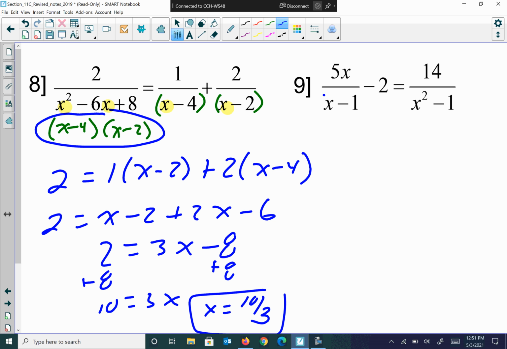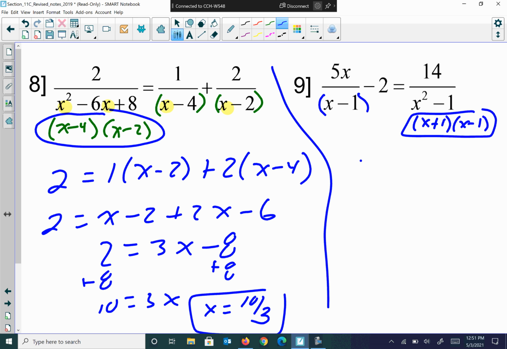And then last one, this won't factor anymore, but this will become x plus 1, x minus 1. I'm going to multiply everything by this. So I'm going to get 5x and x plus 1 minus 2 times x squared minus 1 equals 14. Did I do too much right there? Yeah.